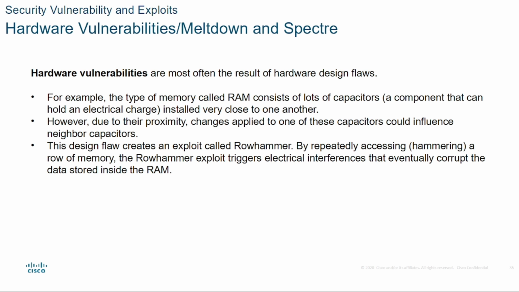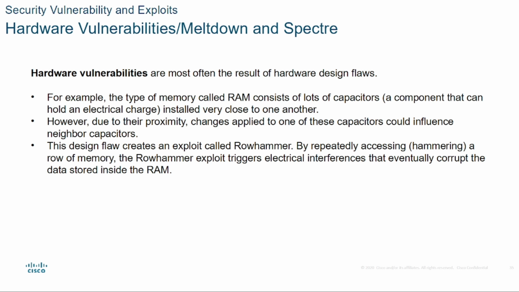Hardware vulnerabilities are most often the result of hardware design flaws. For example, the RAM, random access memory. You know how your RAM has a lot of capacitors, and these capacitors hold electric charges, and most of the time they are installed on the RAM close to one another. So, due to their proximity, changes applied to one capacitor influence neighboring capacitors.